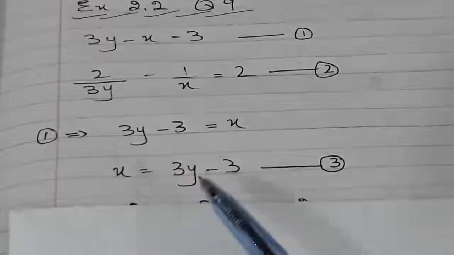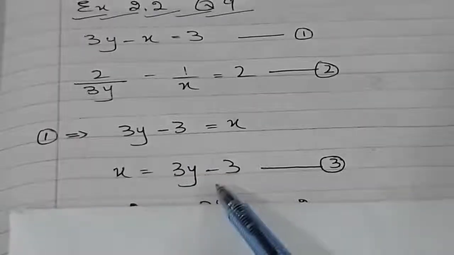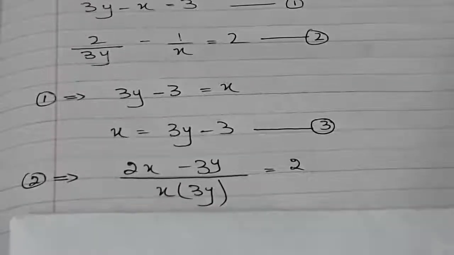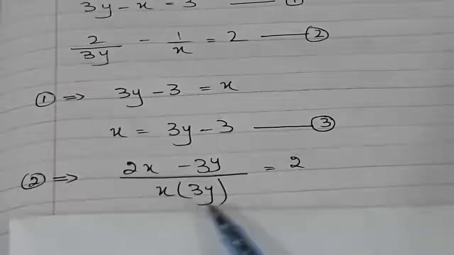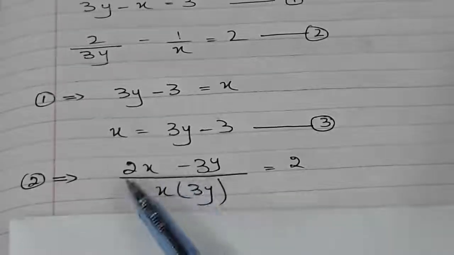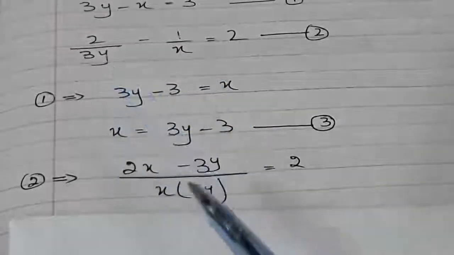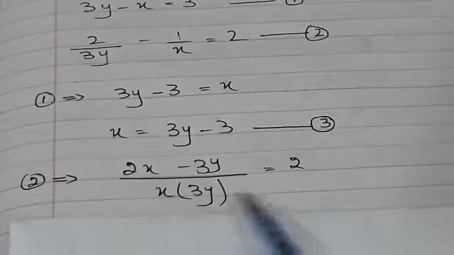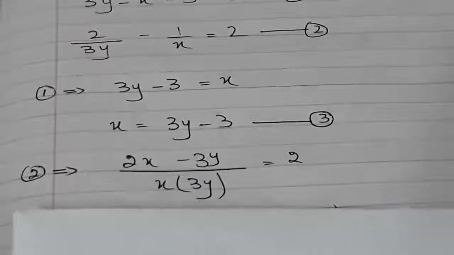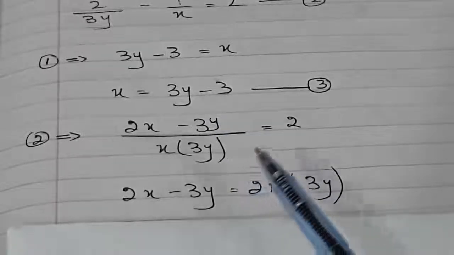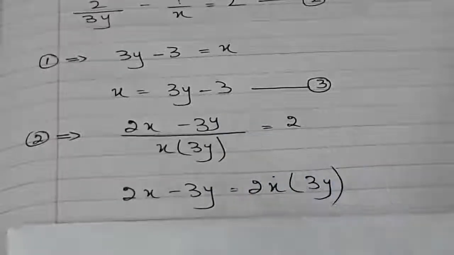Now I will substitute this value of x in this equation. But before that, I will take the LCM and simplify equation 2, to get rid of the fraction form. I hope you know how to take the LCM. So this 2 will multiply by this x and 1 will multiply by this, and I will get this form. And then cross multiplication: I multiply 2 by this x, 3y.